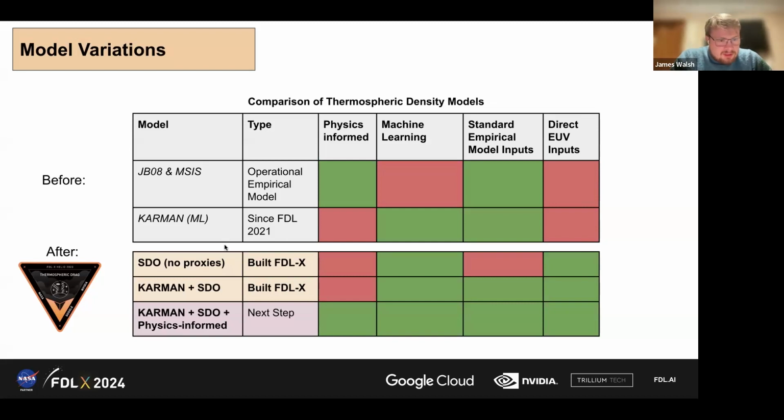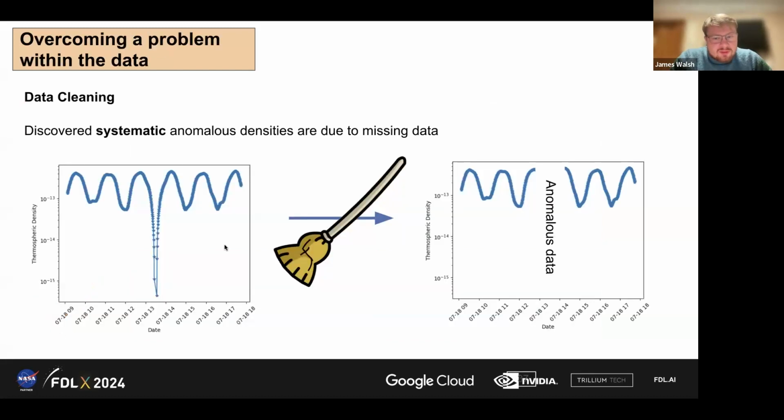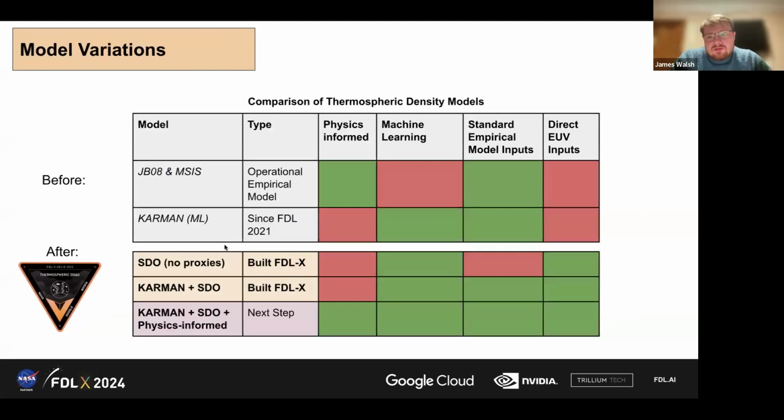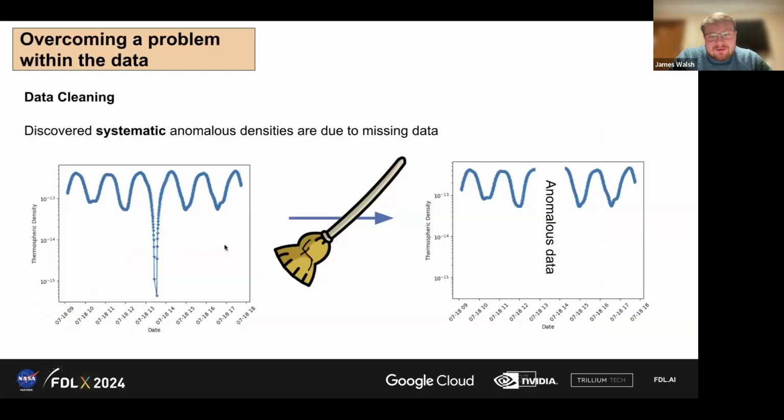So we ended up expanding. Sorry, it's not the best diagram, but the second box there was the expansion of the original model to improve direct EUV, using the direct EUV inputs and the standard empirical model work. And then, sorry, yes, I wanted to provide an example of something that went wrong, and that was our overcoming the problem within the data. And this was just funny. I have to put the slide up each time because I don't know if you've noticed, but there's something very different about that periodic motion than the rest of it.